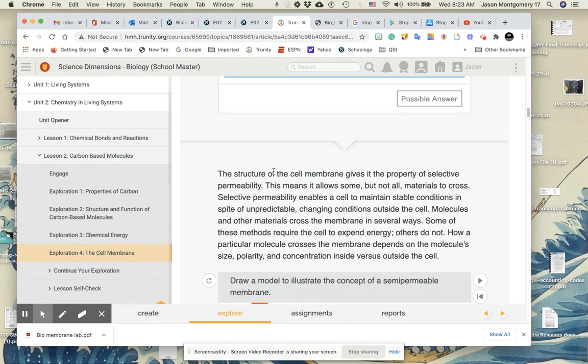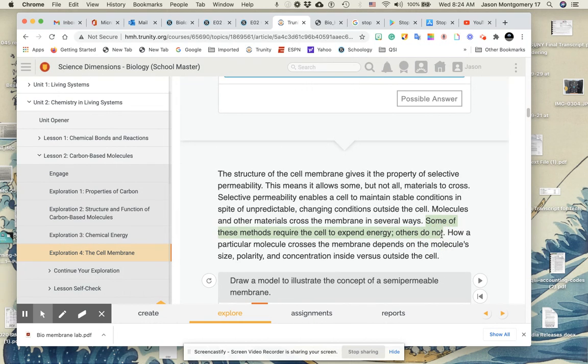All right, so the structure of the cell membrane gives it selective permeability. Selective meaning certain things can come in. Permeability means the actual ability for things to come in and out. So what that means is it's very selective. It only allows certain things in and certain things out. Okay. So in order to be selective, it has to have some mechanism in there to help identify these things. So molecules and other materials cross the membrane in several ways. Some of these methods require energy and others do not.